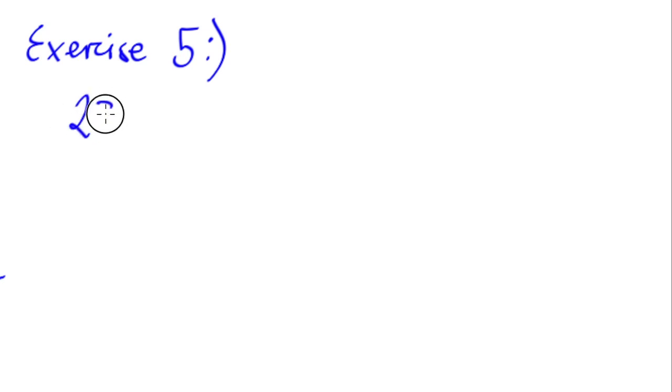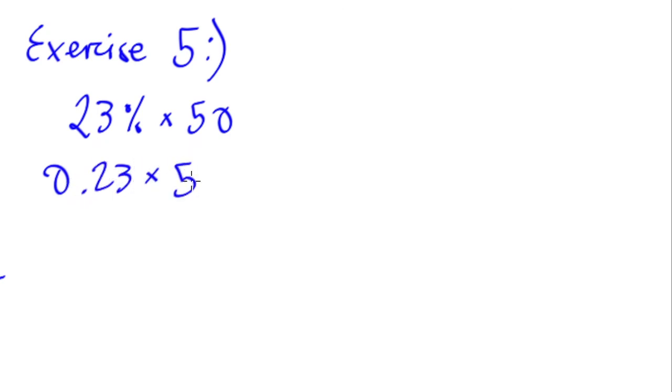Okay, so exercise number 5. What is 23% of 50? So this is 0.23 times 50. Move this once going left. We're going to move the 50 once going right. Or the opposite, sorry. This is going right, this is going left. My goodness. The 2.3 times 5.